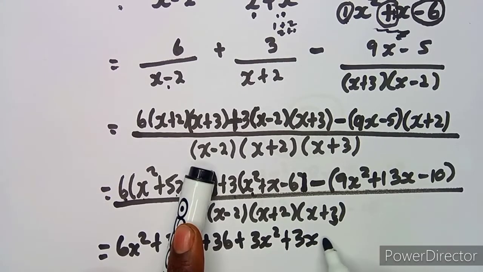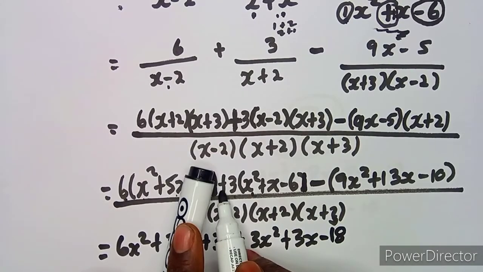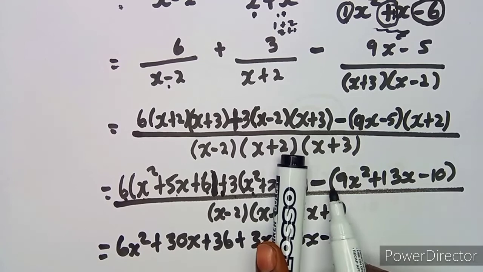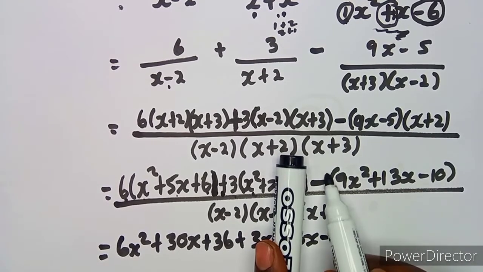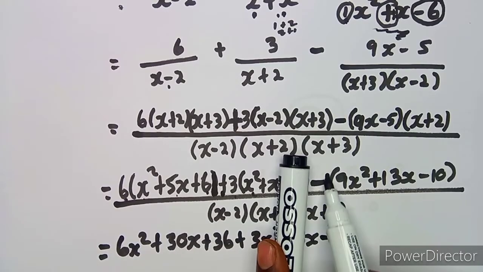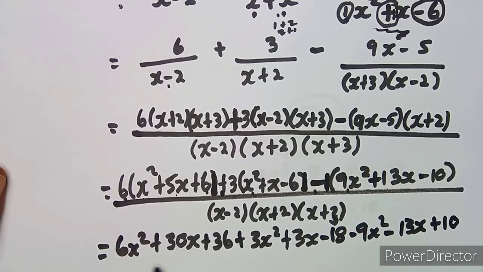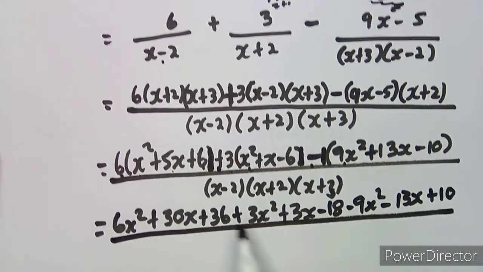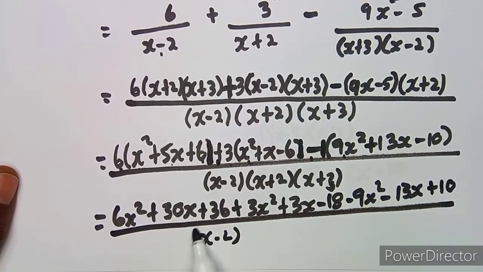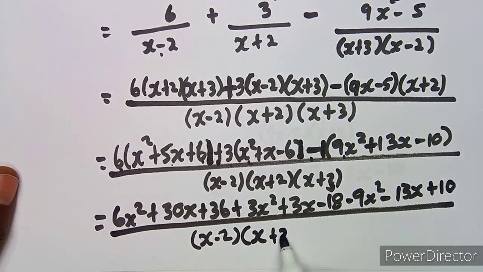3 times minus 6, which is minus 18, because this is a plus. So you are done. You move on to this. So what is multiplying this bracket? It's actually minus 1. There's a minus there. So it's like minus 1. So it's minus 1 times 9x squared, which is minus 9x squared, minus and a plus is minus 13x, minus and a minus, which is going to be plus 10, like this. All right, everything over, you do not leave this. x minus 2 into x plus 2 into x plus 3.